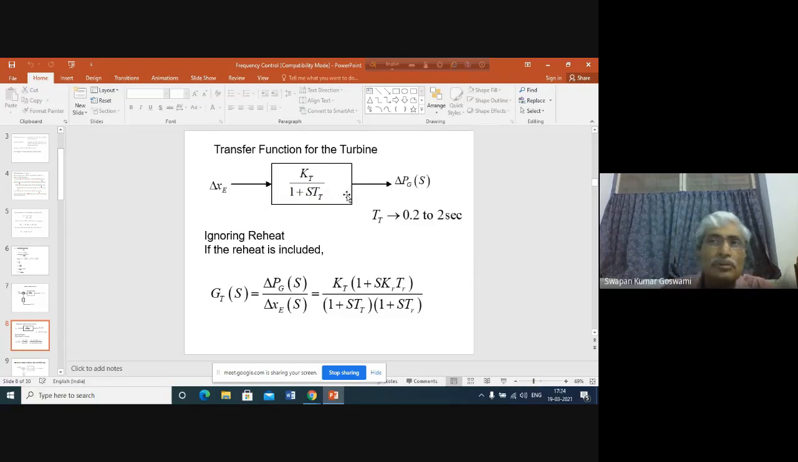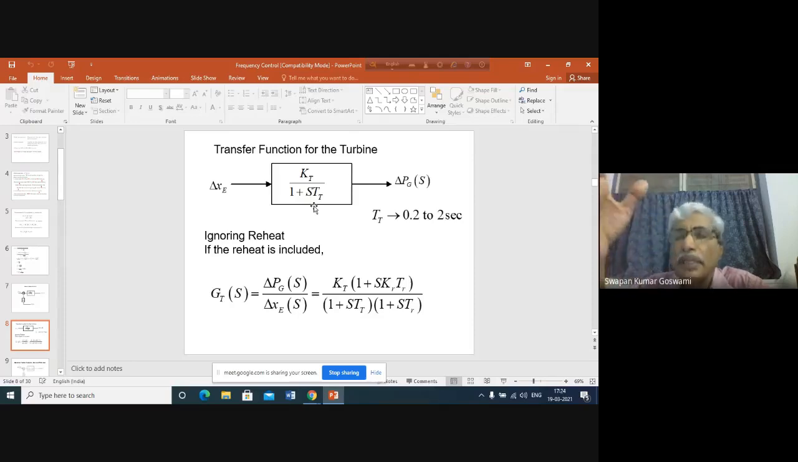Since the turbine is basically a steam generation process, we shall not go into the details of that representation. For frequency control analysis, we shall assume that the turbine may be represented by a first order transfer function, considering only the superheater. If you want to consider the reheater, then it will be a second order transfer function. So a second order transfer function will represent the reheater.